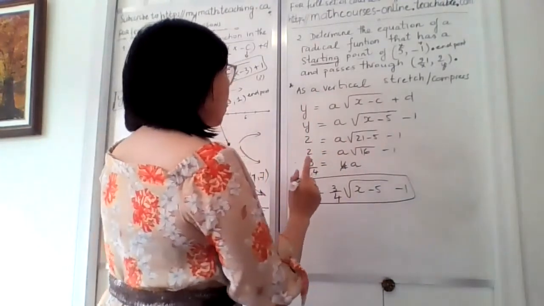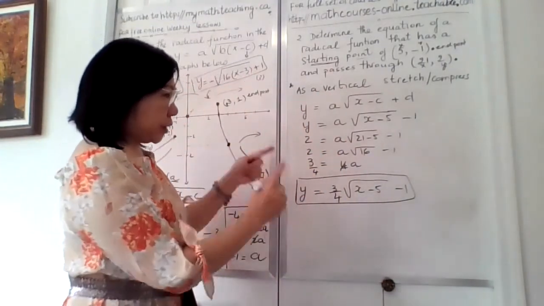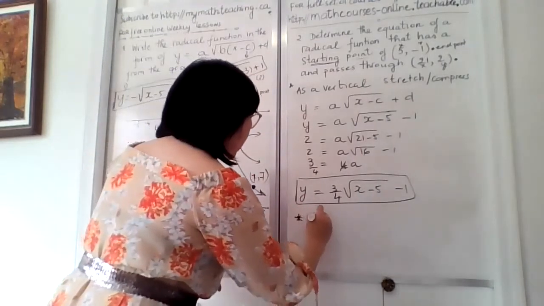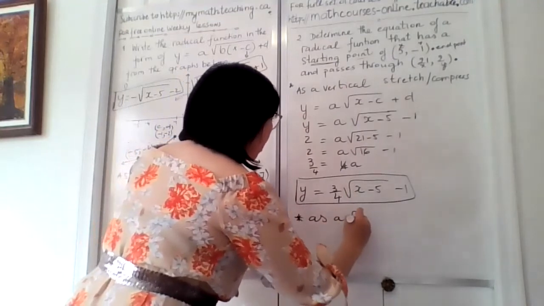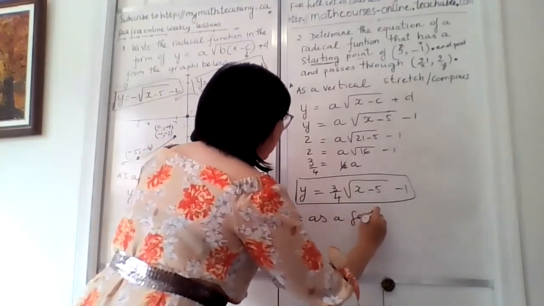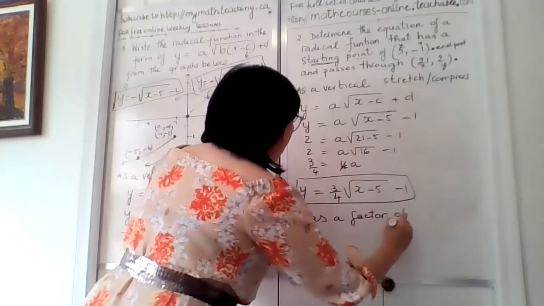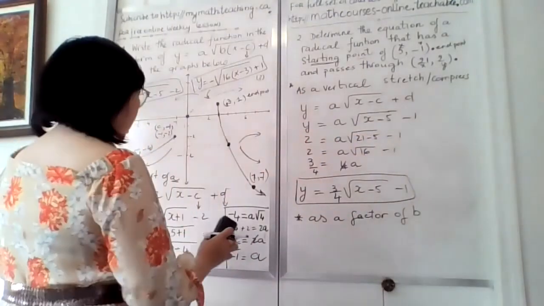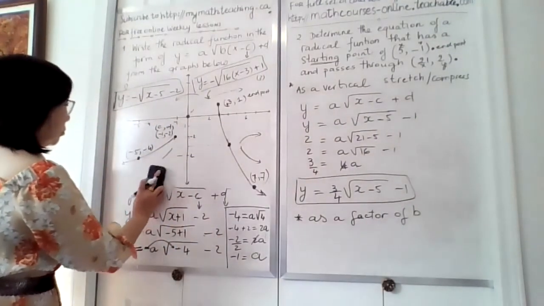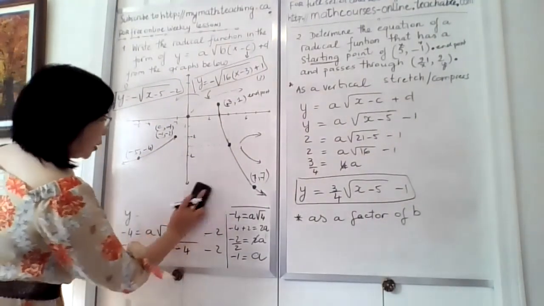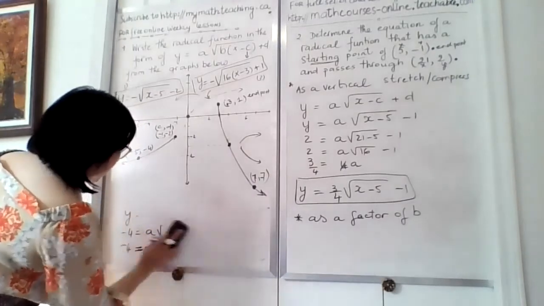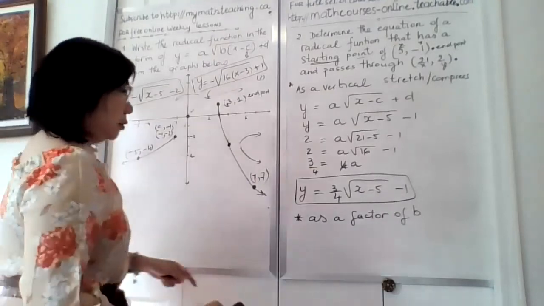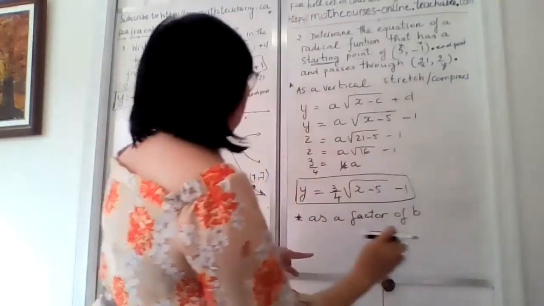Now, let's do the same equation, the same coordinate point, but this time we will decide it as a factor of b. Okay, so I'm going to have to borrow a piece of board from here, right? So now let's do this.